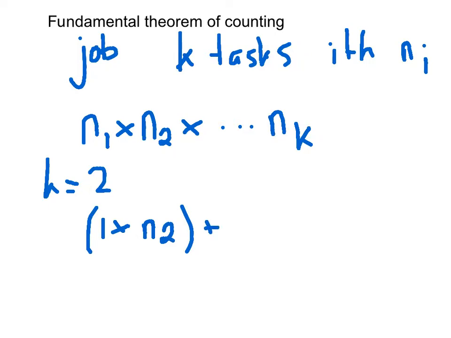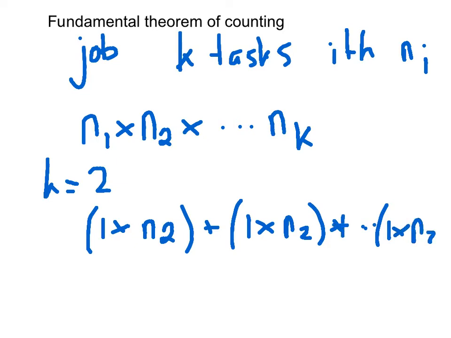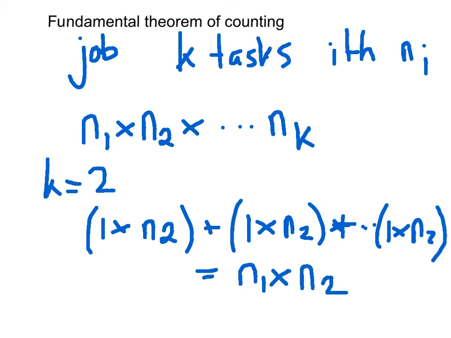We then have to add to this one of the other possibilities for task n1 multiplied by n2, and of course we're going to have to continue this until we've added all n1 different possibilities, and of course this sum is just n1 multiplied by n2 when we simplify.